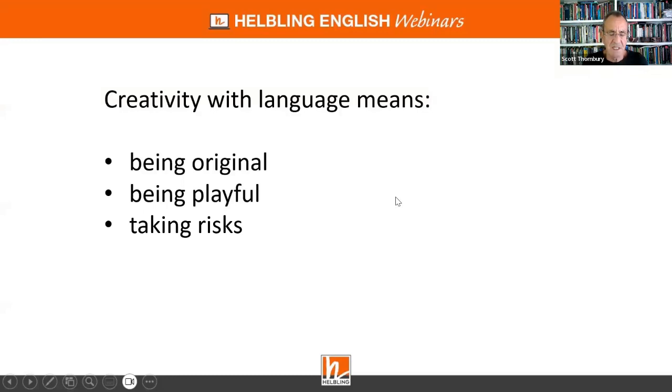It takes risks. It pushes the boundaries of language. It does things that haven't been done before, and it takes risks doing that. And of course, this involves breaking the rules, which Louis Alexander would not have wanted, because everything has to be accurate, accurate, accurate.